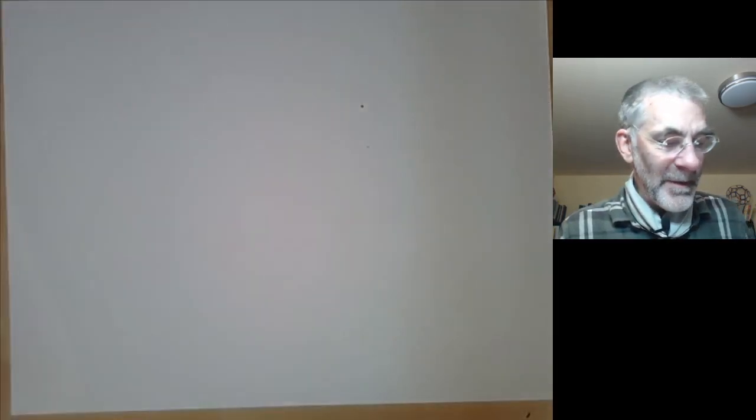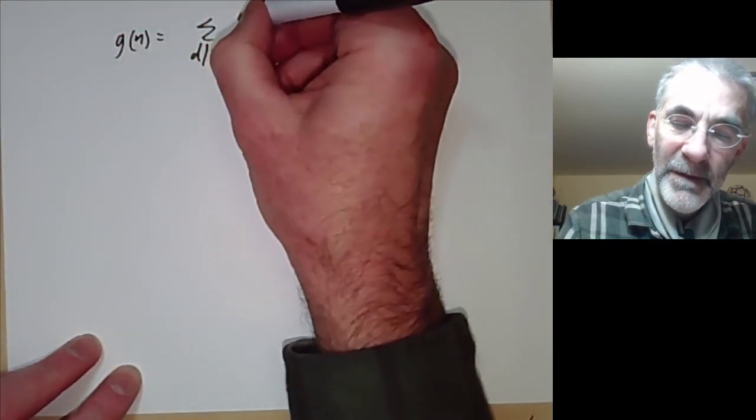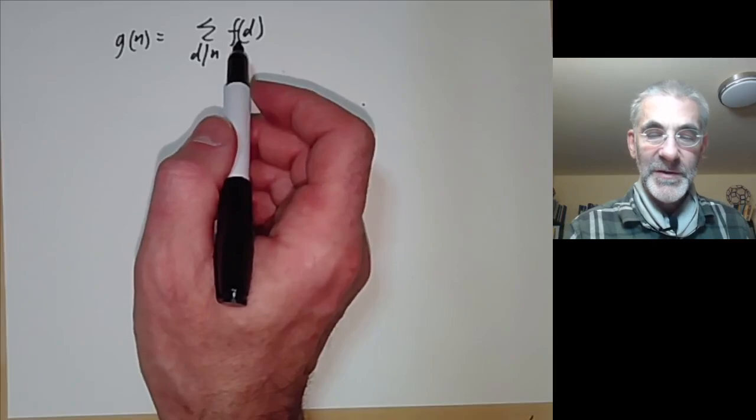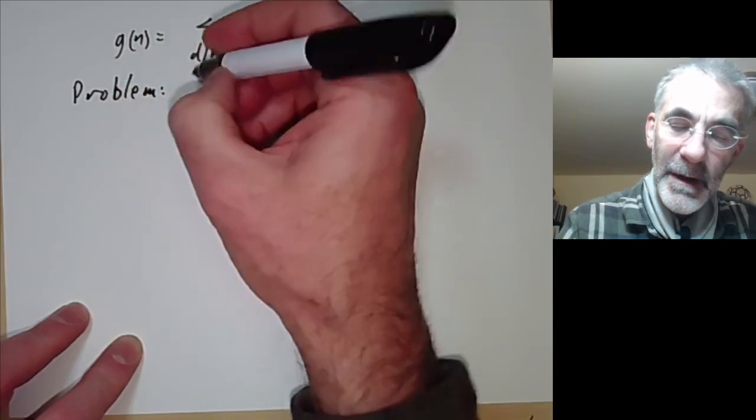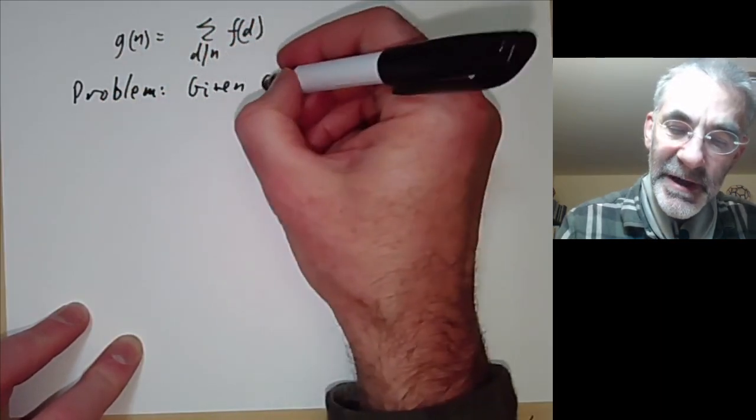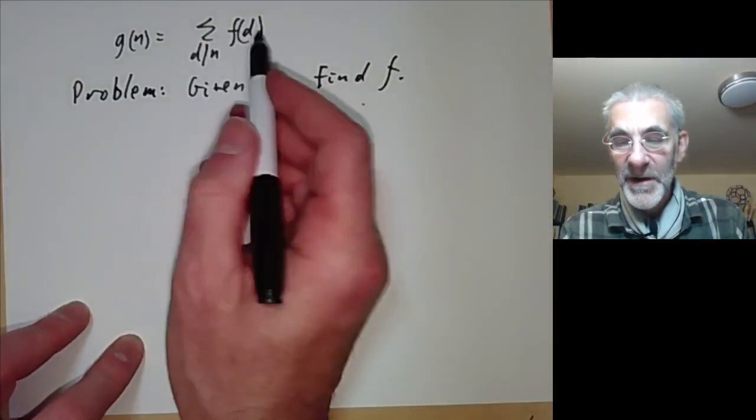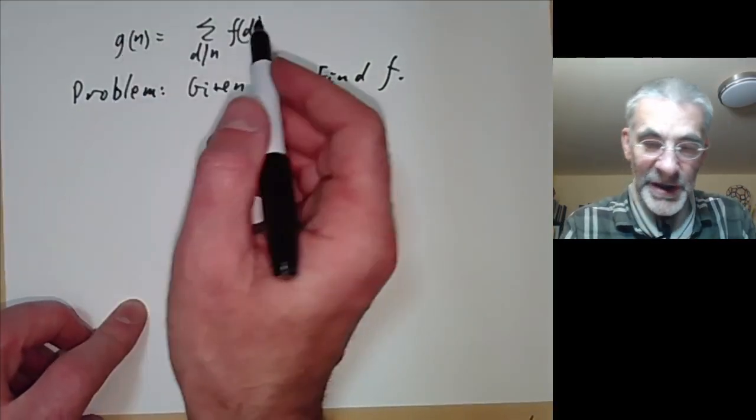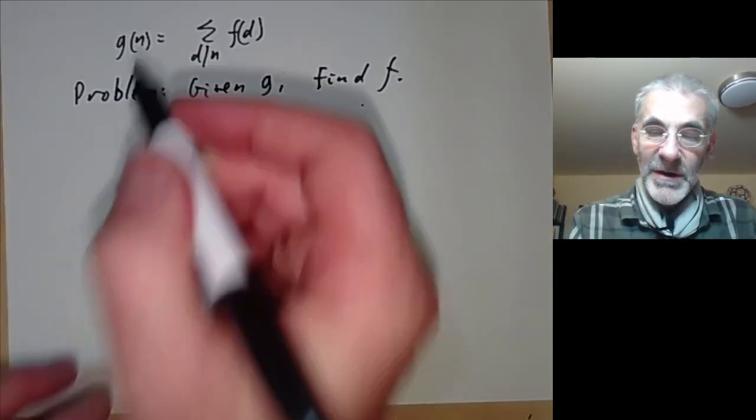And now, the Moebius function turns up with the following problem. Suppose that g of n is the sum over d divides n of f of d. So as we've seen, this sort of relation between functions turns up fairly often. And the problem: suppose we're given g, find f. So we want to sort of invert this. If we're given f, it's easier to find g, but what happens if we've got g and want to find f? Well, this is easy to answer if we write it in terms of Dirichlet series.